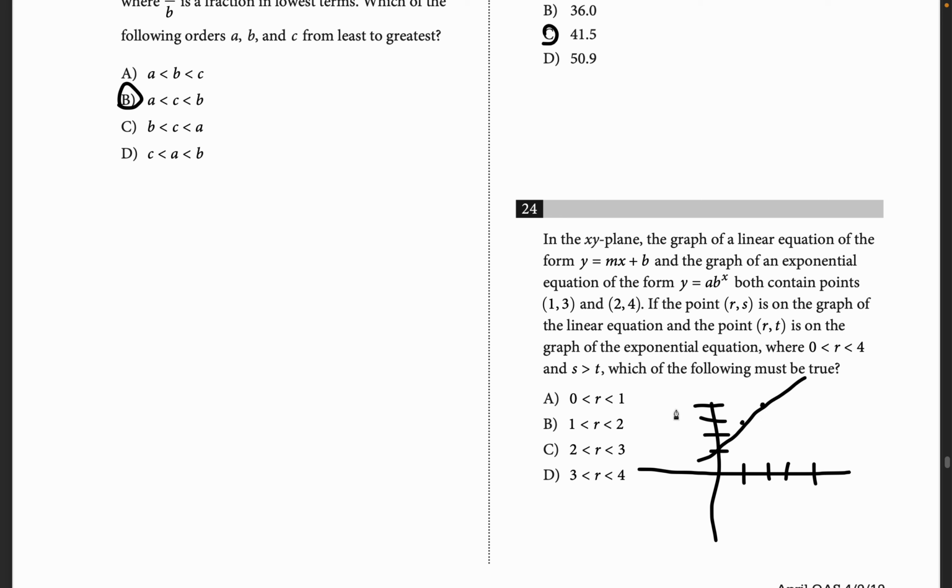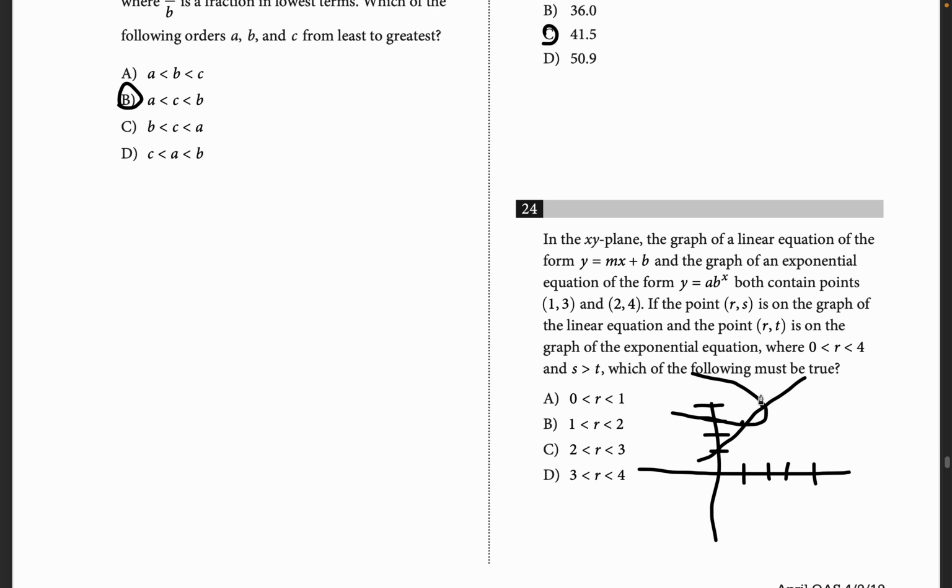And then how would the exponential look? It's positive, so it'll be like this. Yeah, that's how the exponential will look, both intersecting at that point. The point R, where 0 is less than R, which is less than 4. They both contain point R on there.